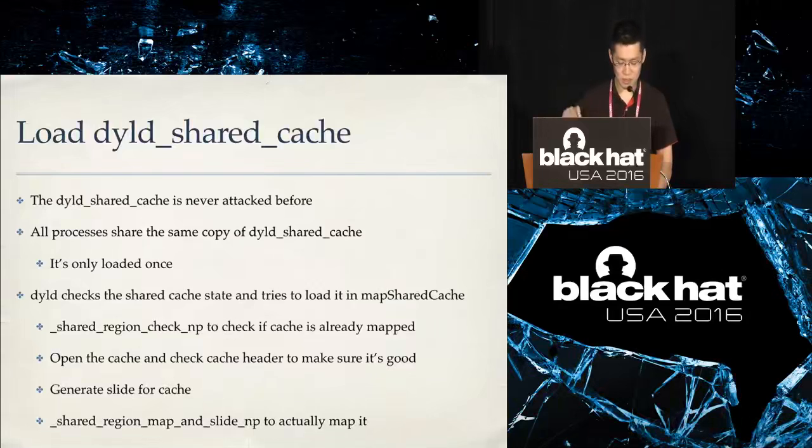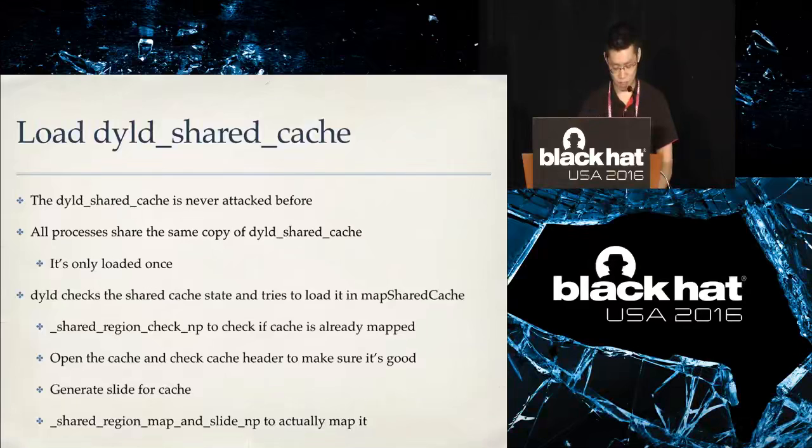DYLD shared cache is actually mapped into all the processes on iOS devices, so it's only loaded once, the first time DYLD tries to load it. DYLD will call shared_region_check_np to check if the shared cache is already mapped. If it's not, it will open the cache file, read the header of the cache file, and do some simple verification of the header, like checking it's a valid shared cache file. After that, it will generate a random slide for the cache.